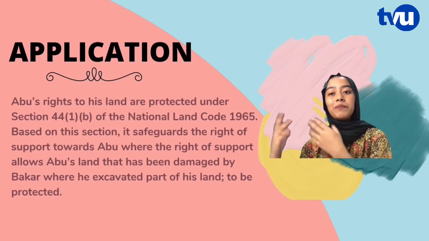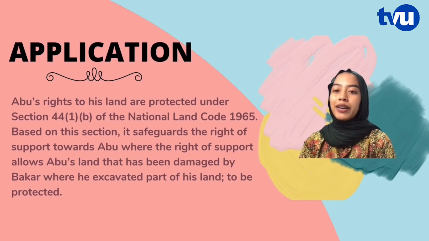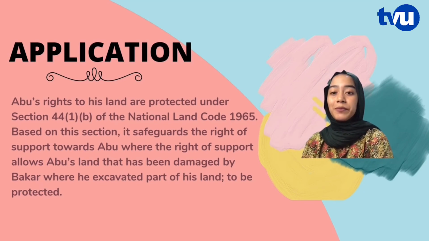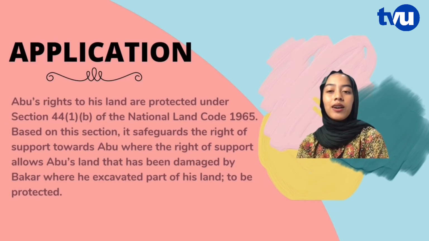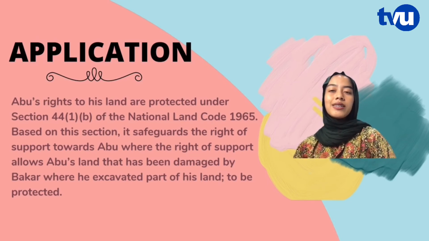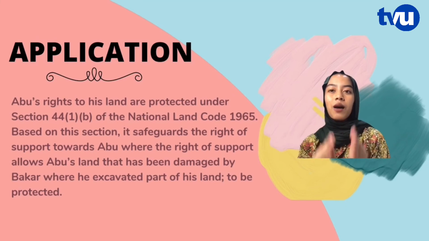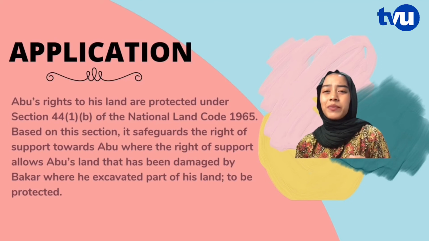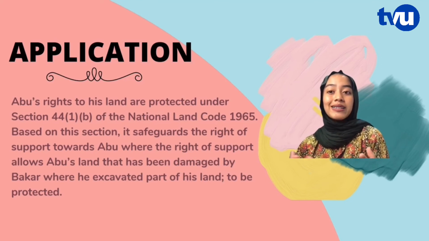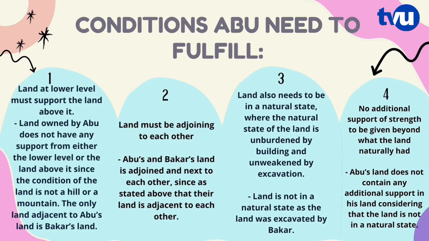Now we already explained the law, now we are going to apply. Abu's right to his land is protected under Section 44, Subsection 1, Clause B of the National Land Code, because based on the section, it already safeguards the right of support towards Abu, where his land has been damaged by Bakar, who excavated his part of the land. I have stated earlier there are conditions that a landowner needs to fulfill in order to be entitled to the right of support. Now, we are going to apply them to Abu.